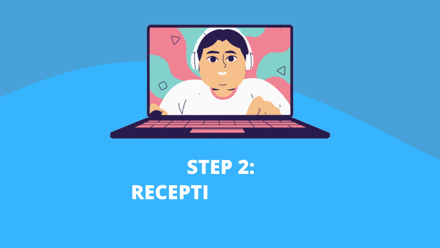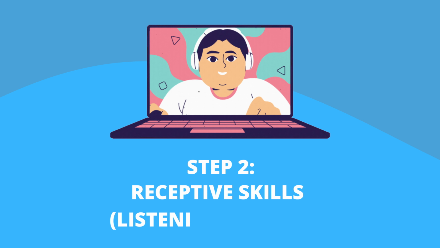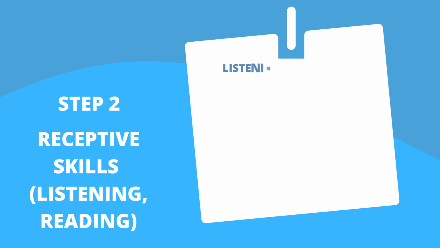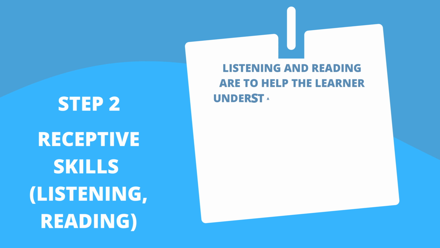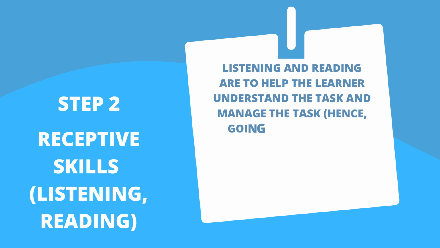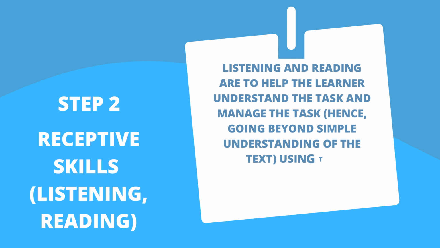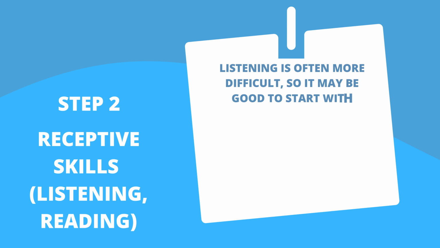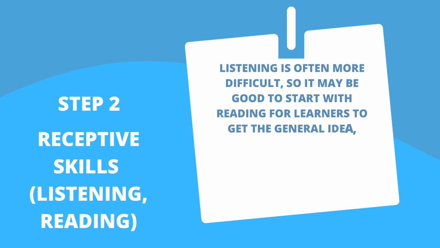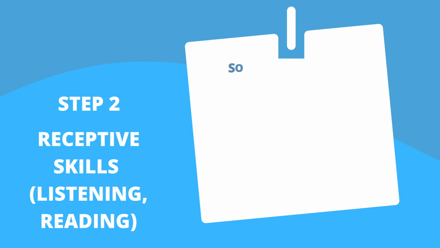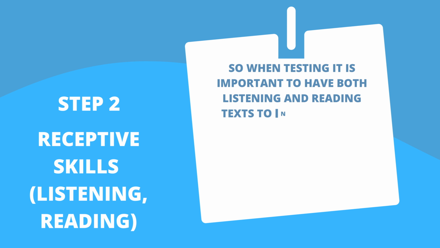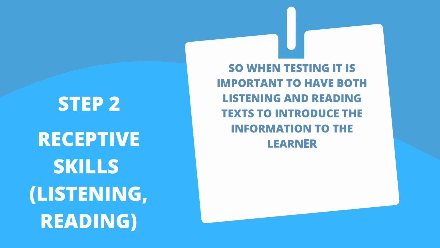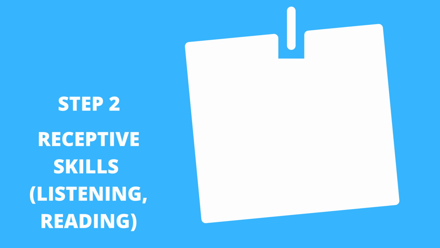Step 2. Receptive skills. Listening, reading. Listening and reading are to help the learner understand the task and manage the task, hence going beyond simple understanding of the text using the information. Listening is often more difficult, so it may be good to start with reading for learners to get the general idea, then proceed with listening. So when testing, it is important to have both listening and reading texts to introduce the information to the learner.